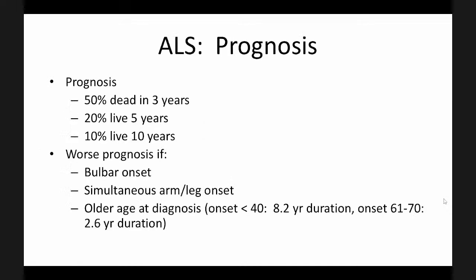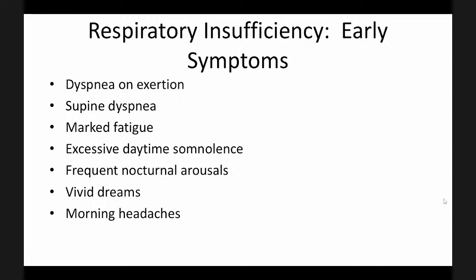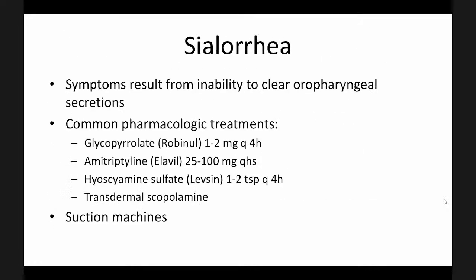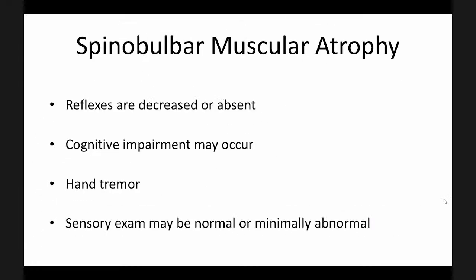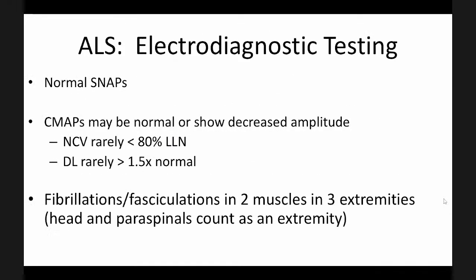So what is the prognosis? Prognosis is 50% death in 3 years, 20% live 5 years, 10% live 10 years. The worst prognosis is for those who have bulbar onset of ALS, simultaneous arm and leg onset, older age, or onset less than 40. Okay, so the main part of this slide is riluzole. They may ask in the exam. So this one is very important.